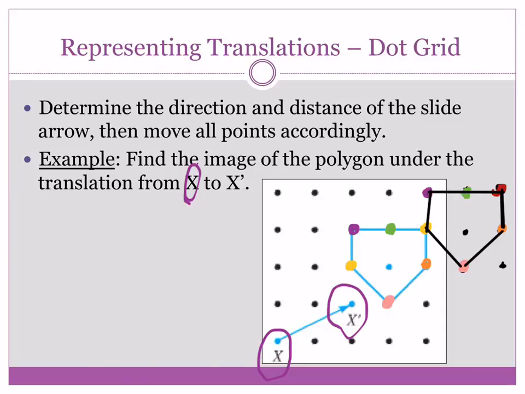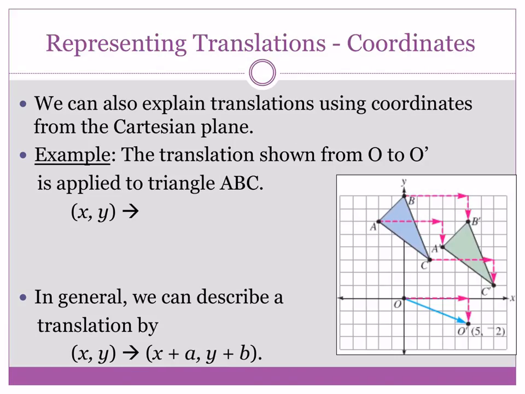All right, so we're going to do another one where it represents it in terms of the Cartesian coordinate plane. So we used the phrase up 1, right 2. Yeah? And now we're going to do that with x's and y's. So we can also explain the translation using coordinates from the Cartesian plane. The translation shown from O to O prime is applied to triangle ABC. So let's take a look down here.